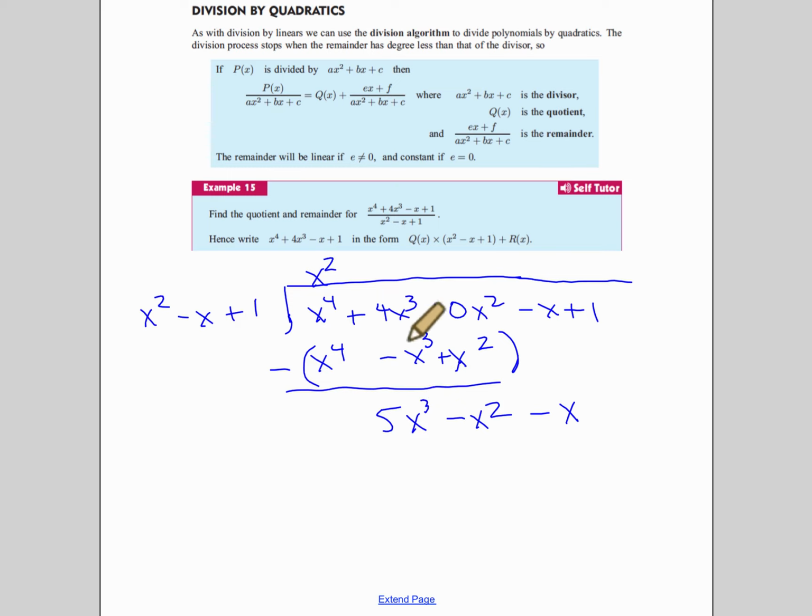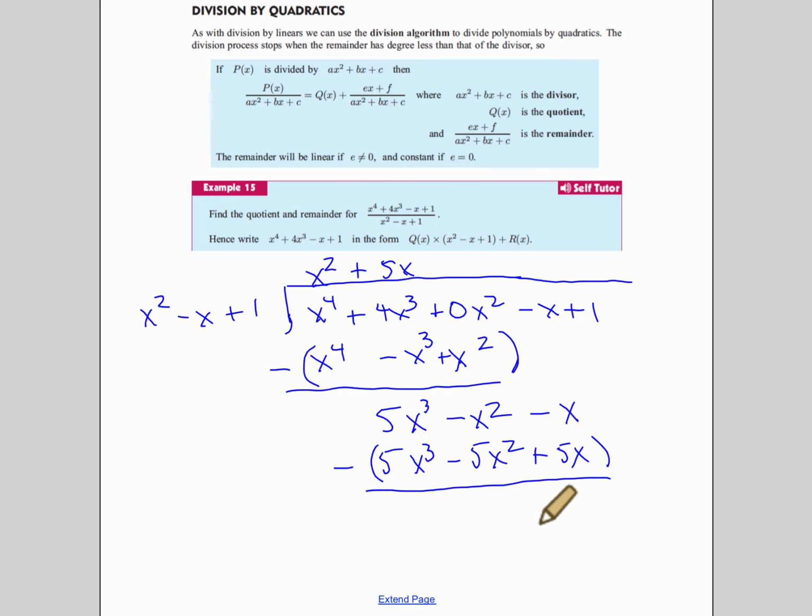5x cubed. All right, so now what times x squared is 5x cubed? Well, that's just going to be a 5x. 5x times x squared is 5x cubed. 5x times negative x is negative 5x squared. 5x times 1 is plus 5x. We are going to subtract all of that. You see how lengthy this is?